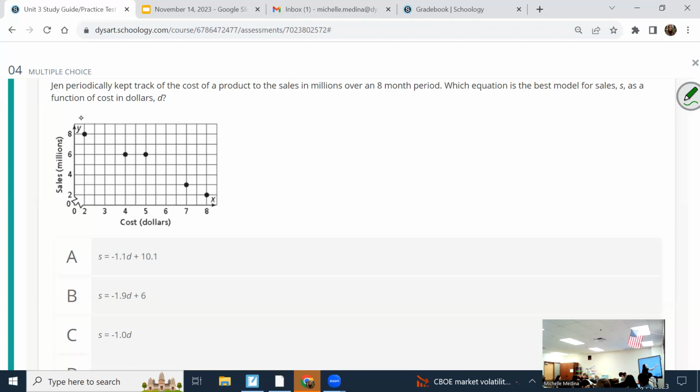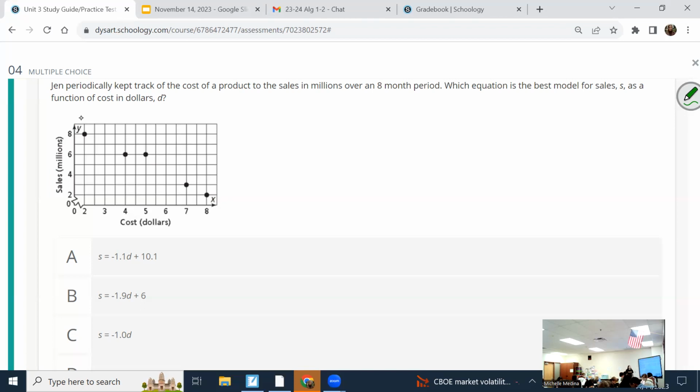-1.2 is what we're estimating the slope to be. So the slopes that are close to that will be my better options, but also the y-intercept you have to take into account too. I can't see my y-intercept clearly. I can probably estimate it.